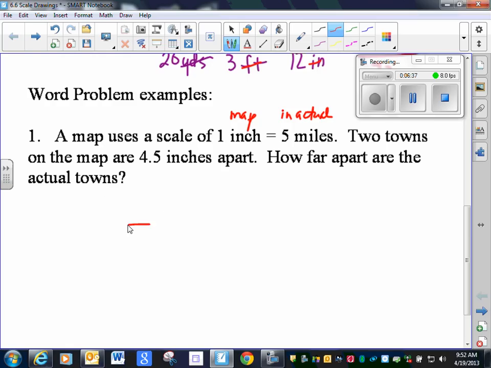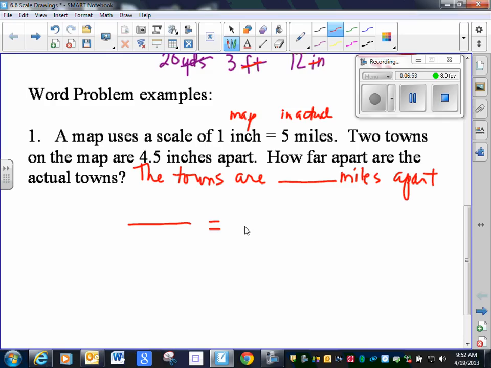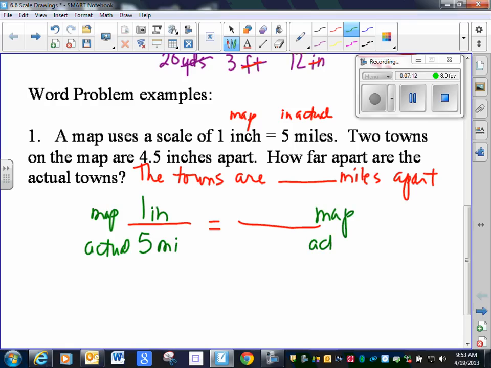So we're going to set up a proportion. We're going to write our S statement. The towns are blank miles. Write your unit, the bigger unit, apart. We're going to set up our shell of our proportion. We're going to write down what we know. 1 inch represents 5 miles. This is on the map. This is actual. So over here, we have to have the map in the numerator and the actual in the denominator.